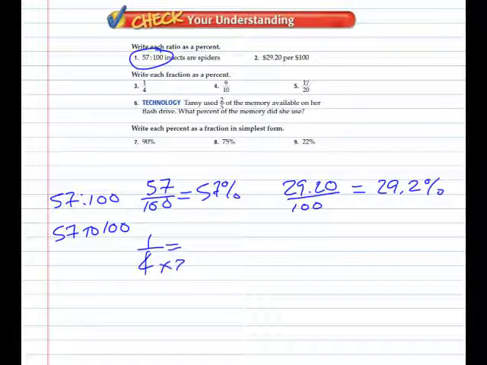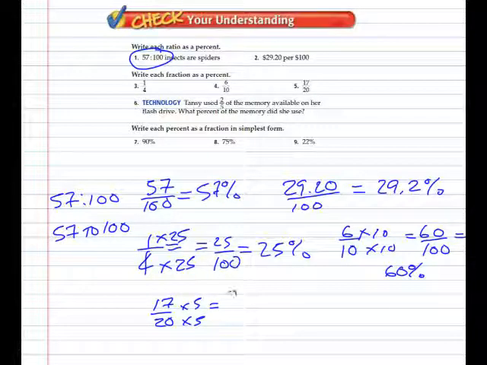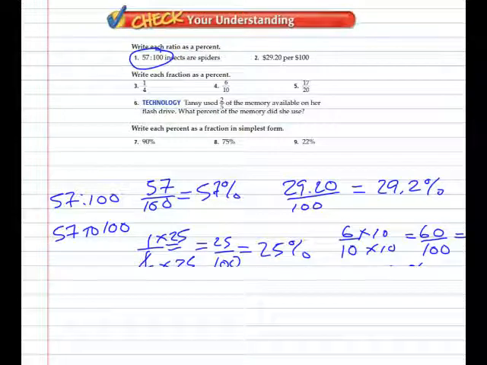And example 3, writing a fraction as a percent. Percent means per 100. So I multiply by 25, gives me 25 over 100, which is 25%. Example 4, 6/10. Multiply by 10, multiply by 10 to give me a denominator of 100, gives me 60 over 100, which is 60%. And finally, in this example, 17 over 20. Write an equivalent fraction with a denominator of 100, gives me 85 over 100, which is 85%.